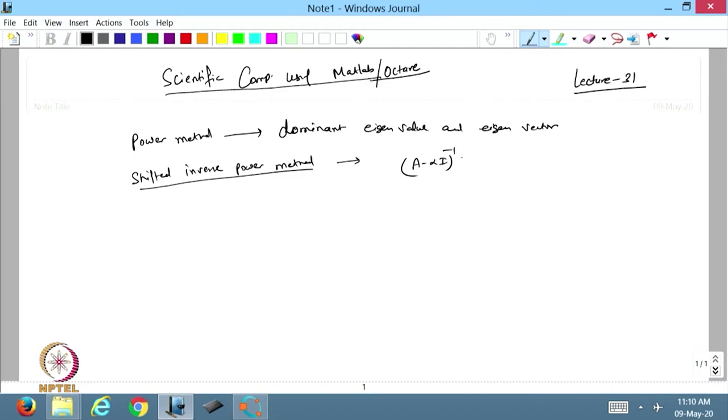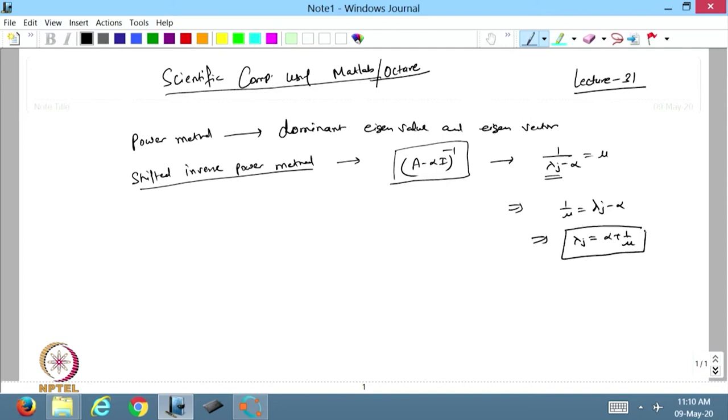So I have taken this matrix, and we are finding the eigenvalue of this matrix. With the help of this, we are able to find the eigenvalues. I know that the eigenvalue of this will be 1 over lambda j minus alpha, where alpha we have chosen, and this is my mu. So 1 over mu is equal to lambda j minus alpha, and from here I can find lambda j is equal to alpha plus 1 over mu. This way we are able to find the value of any eigenvalue of a matrix A.